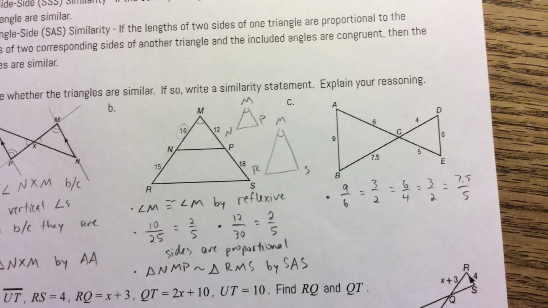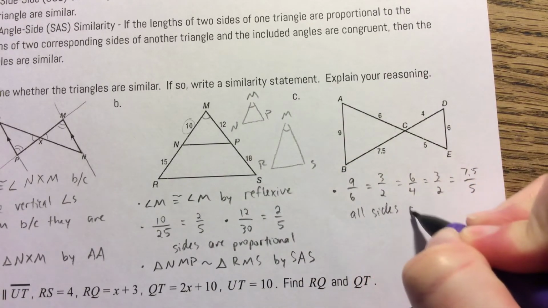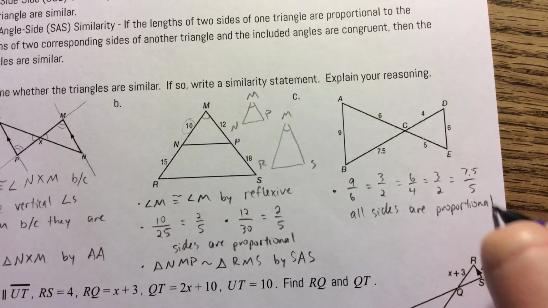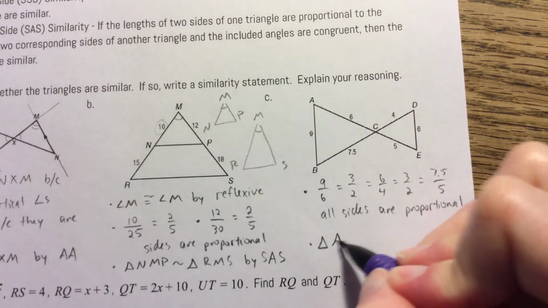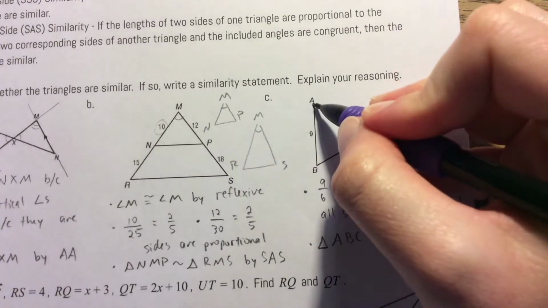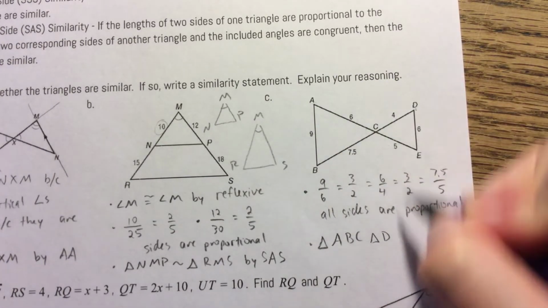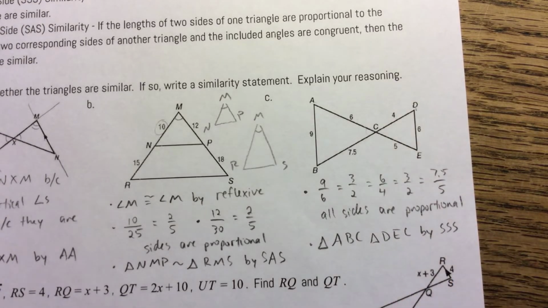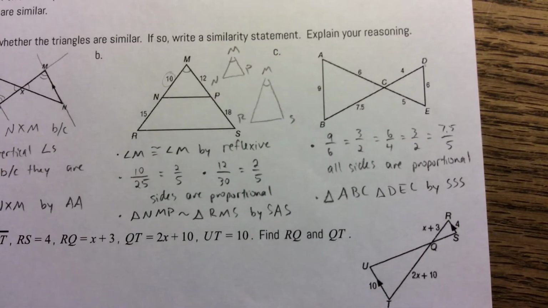So since these sides are all proportional, I can say triangle, we have to make sure we go in the right order, A, B, C. If I start with that, A went with D in this triangle, so triangle D, E, C. And that would be by side, side, side on this one. So there we used one of each to show that those triangles were similar to each other.